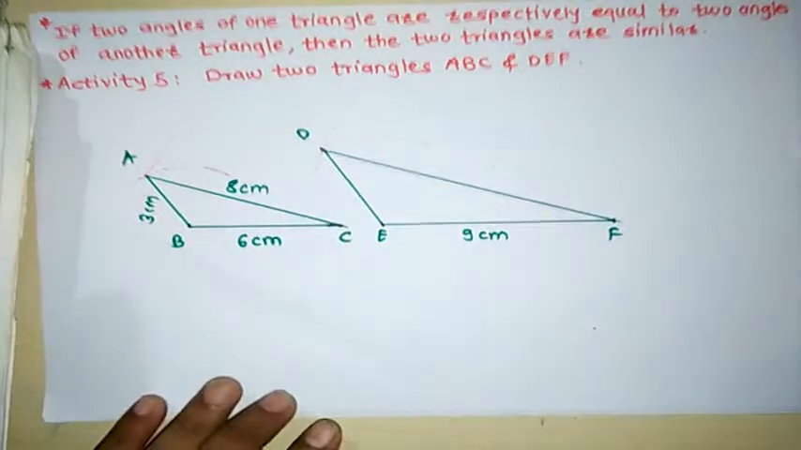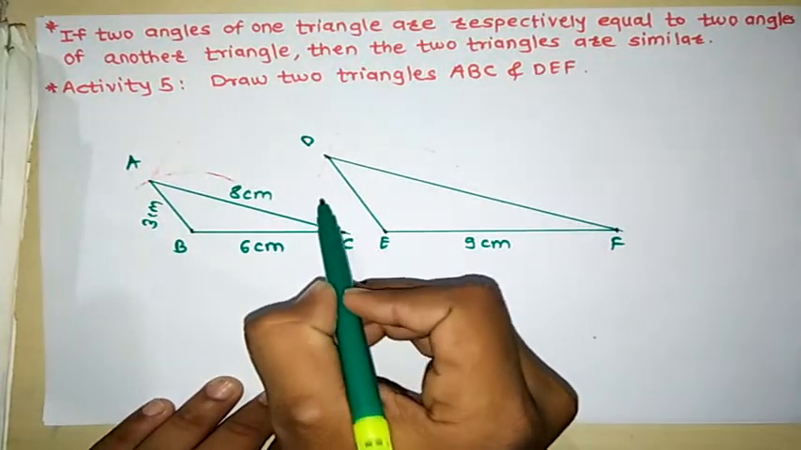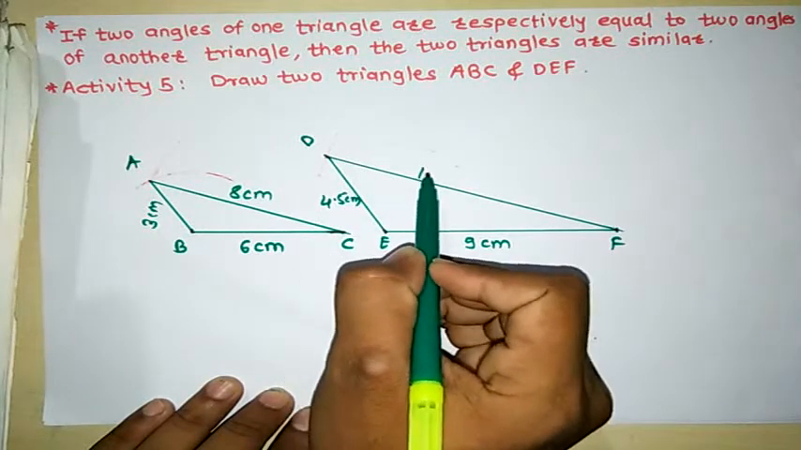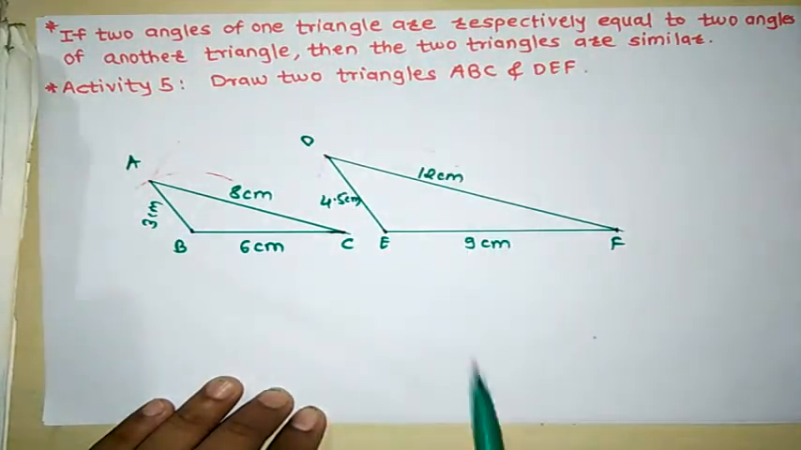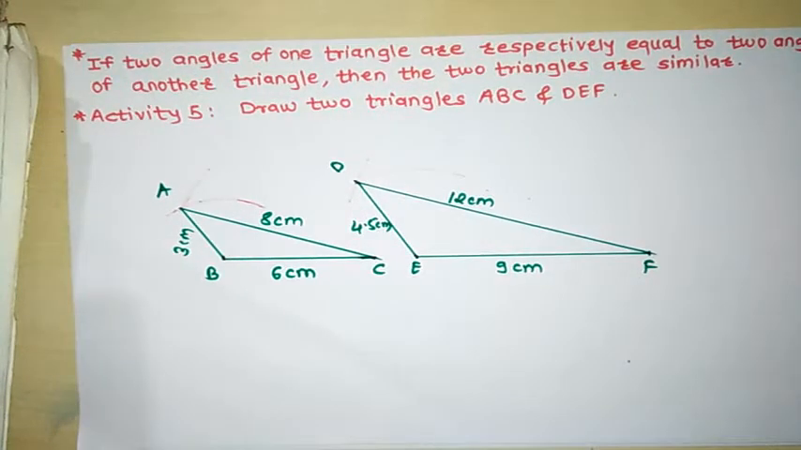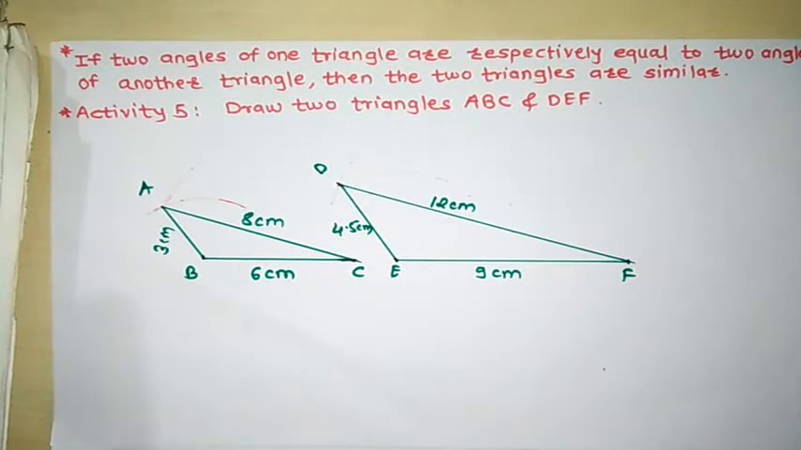Now we have a second triangle here, triangle DEF. What is the side of DE? DE we have here as 4.5 centimeters, and DF we have drawn as 12 centimeters. Now after this, take a protractor and measure each angle. Check whether all the angles are equal or not.